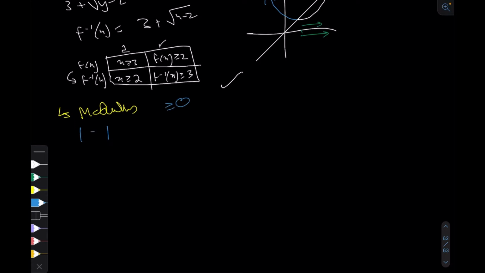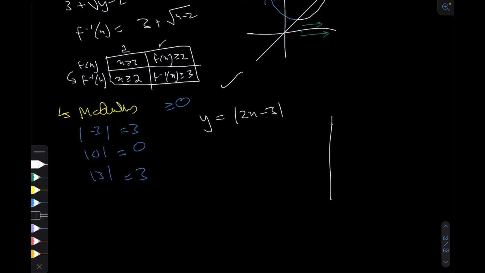So if I input -3 into it, it will give me 3. If I input 0 into it, it will give me 0. If I input 3 into it, it will give me 3 again. So this is part of functions, and what they really ask you is stuff like, okay, y equals |2x minus 3|, right? So what does this look like on a graph?